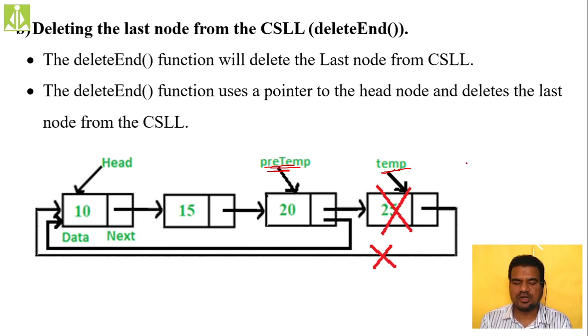Likewise, you send two pointers. It is also very easy. And after sending the pre-temporary pointer, what you do, make pre-temp of next as head and delete temp. That is the only correction we have to do. Make pre-temp of next as head and delete temp. Okay, so this will delete the last node from your circular singly linked list.